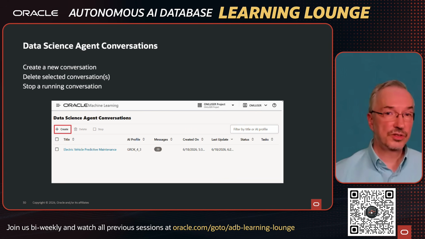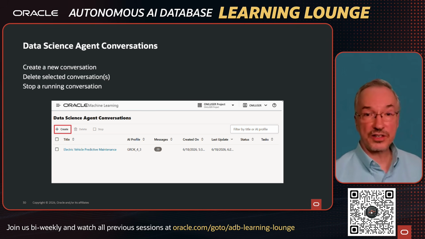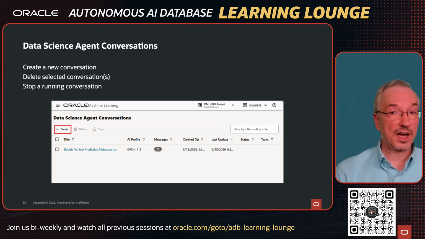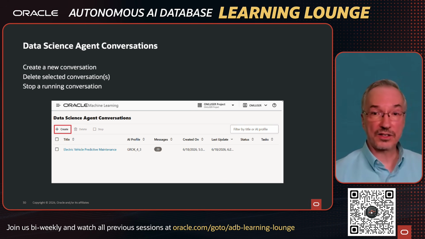This brings you to the Data Science Agent Conversations page. From here, you can create a new conversation, delete selected conversations, or stop a conversation that's currently running. Each conversation includes a user-provided title, the AI profile used for that conversation, and the message count, which includes both your prompts and the agent's responses. You'll also see the conversation status, such as active or idle, and whether any background tasks are running to support the conversation.